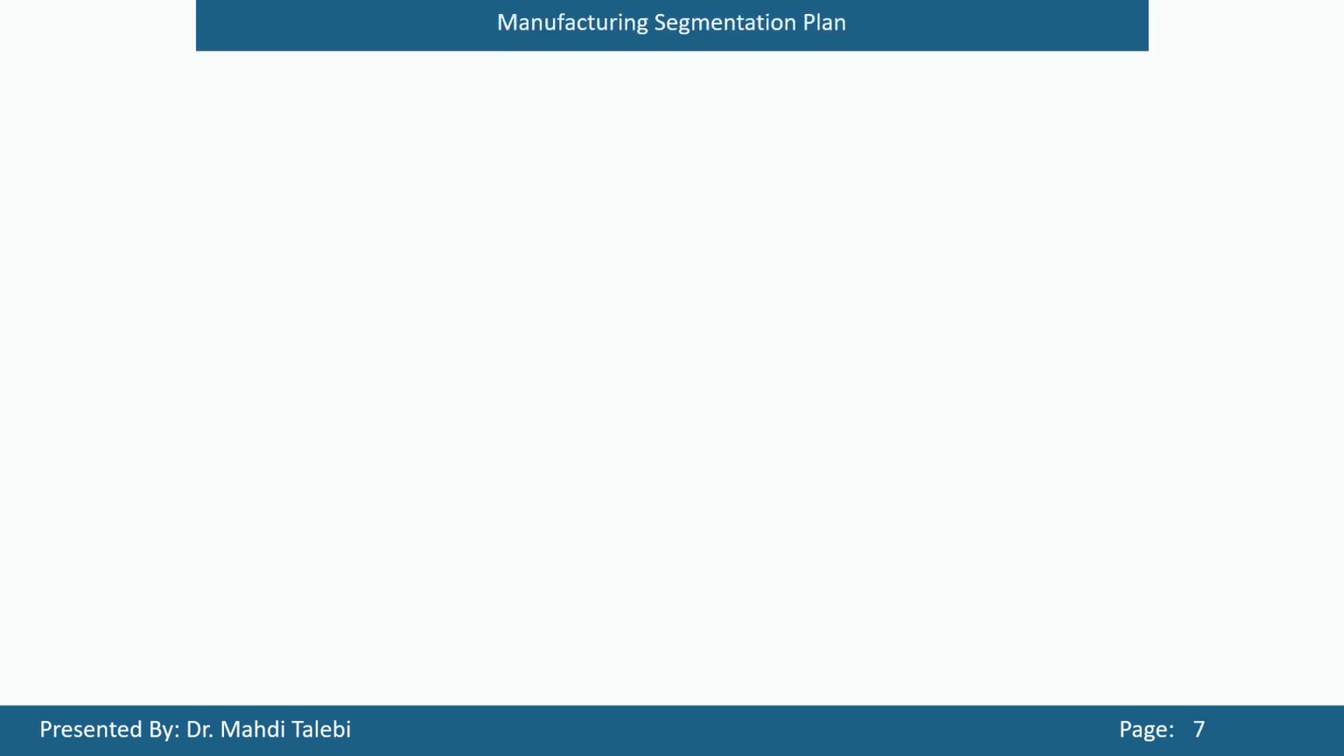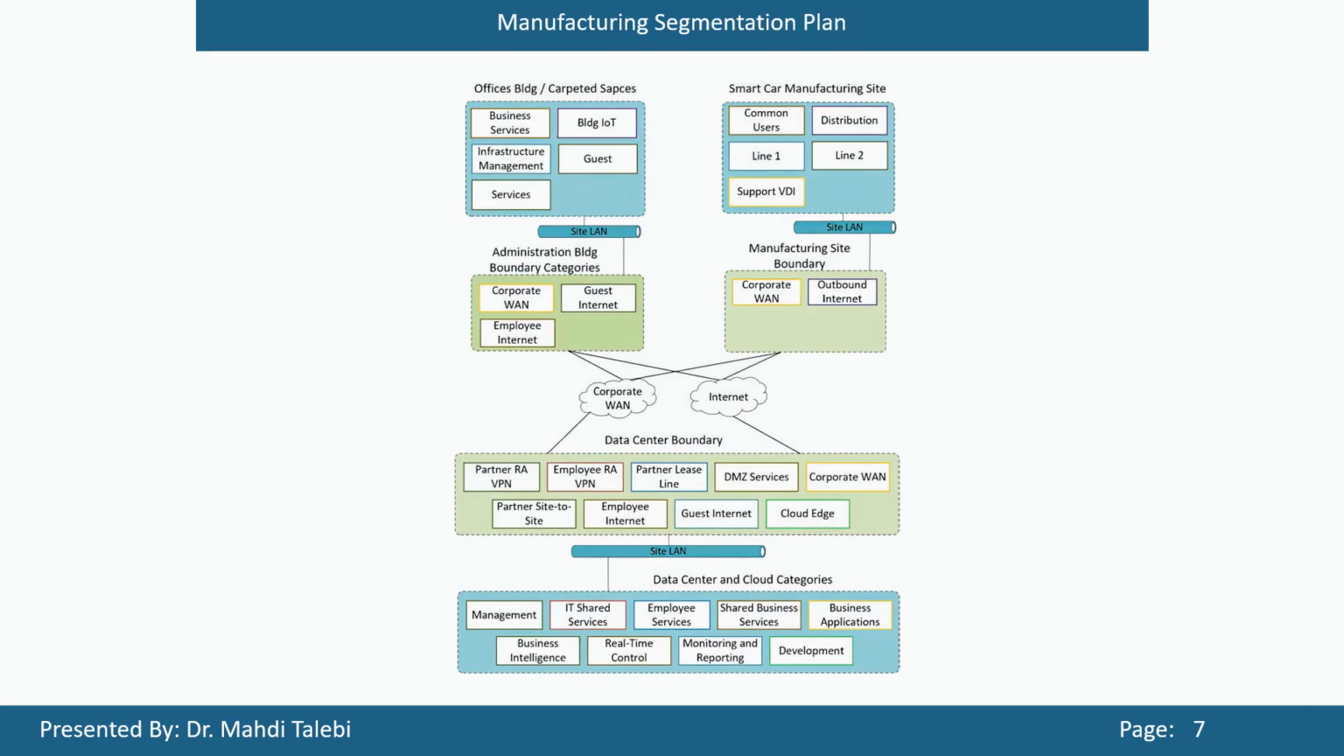In transitioning to a zero trust infrastructure, organizations must methodically segment their networks to manage and secure access precisely. A manufacturing segmentation plan, such as the one illustrated, organizes the network into various business and operation sectors, optimized for a zero-trust approach. This structured segmentation allows for stringent control over who accesses what information based on strict identity verification and context-aware security policies. The segmented plan identifies different network zones, including office buildings, smart manufacturing sites, and data centers.